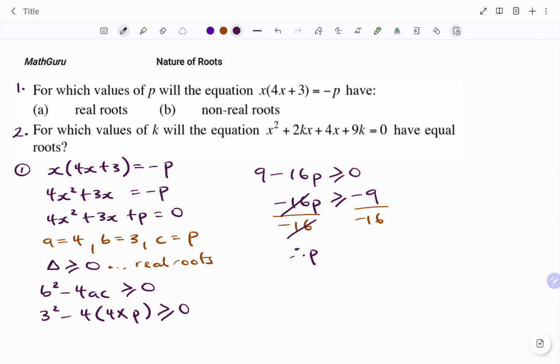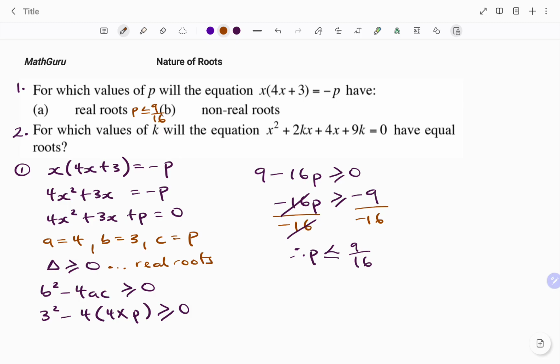Note that when you're dividing by a negative number, your inequality sign is going to change. You're going to write the exact opposite. So because initially I have greater or equal to, that's going to change to less or equal to, so p is less or equal to 9 over 16. So for that equation to have real roots, I need the value of p to be less or equal to 9 over 16.